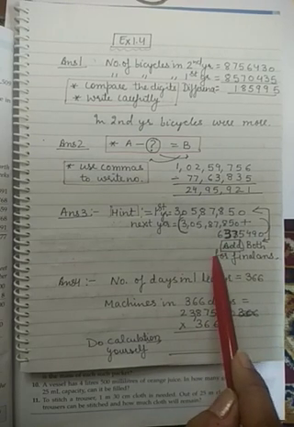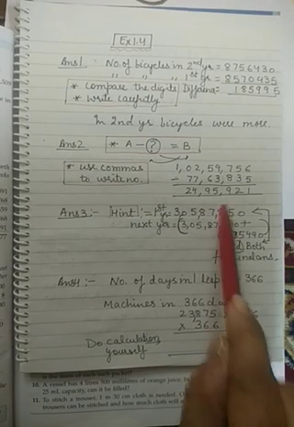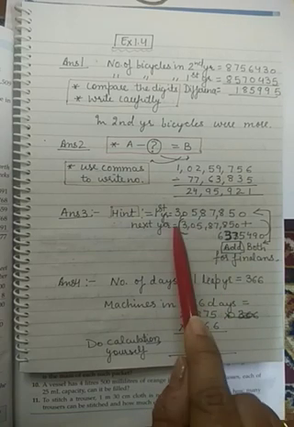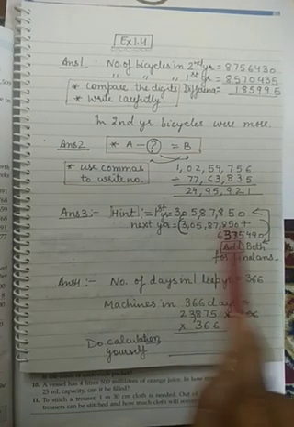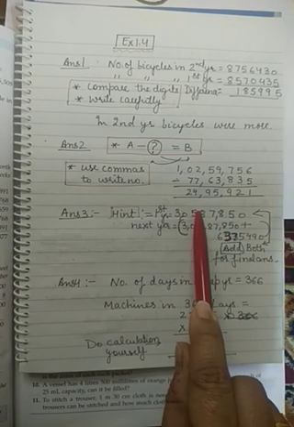I hope the concept is clear to you, that we will not add this number and the first number. We have to first find out the total sale of the second year, and that total sale will be added to the first year. Okay.